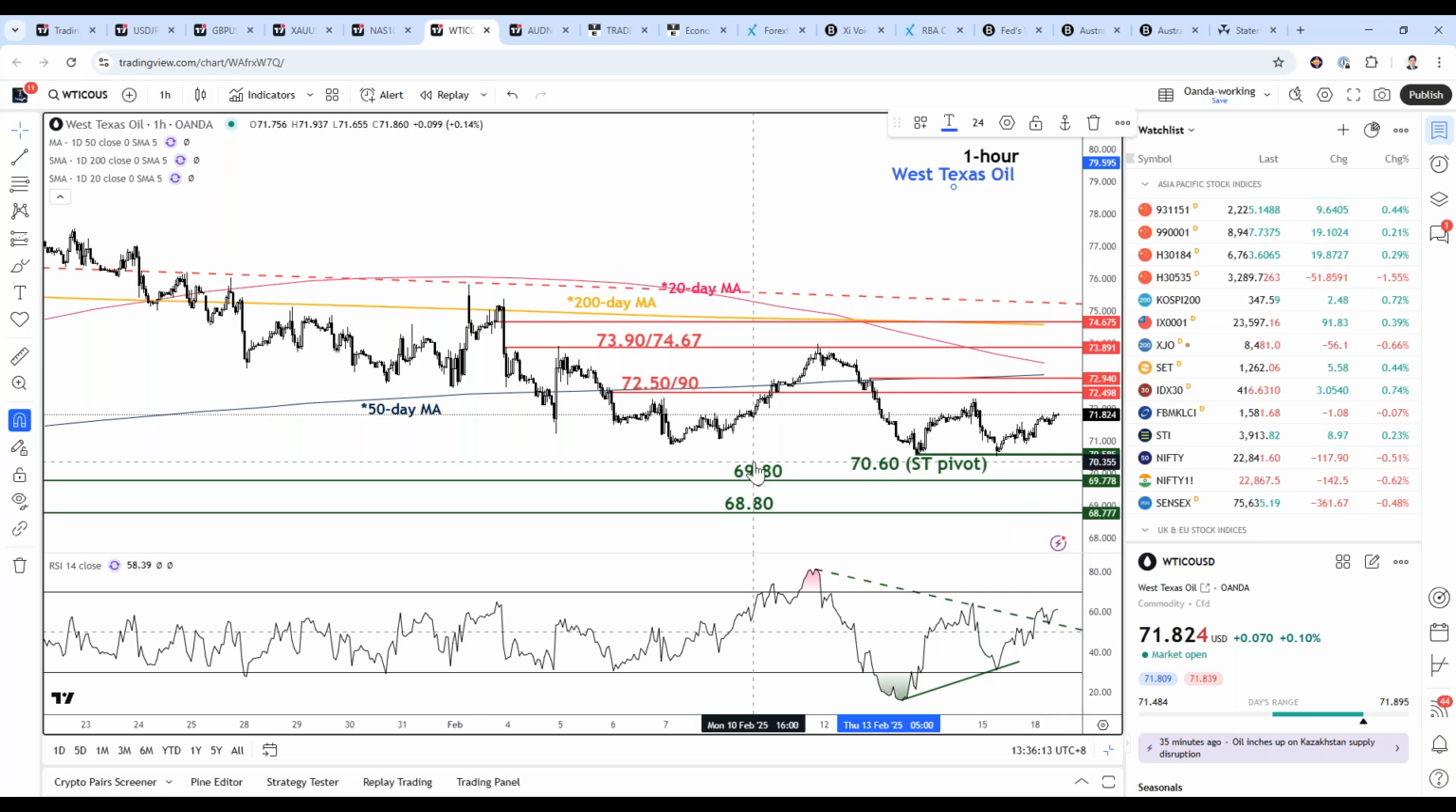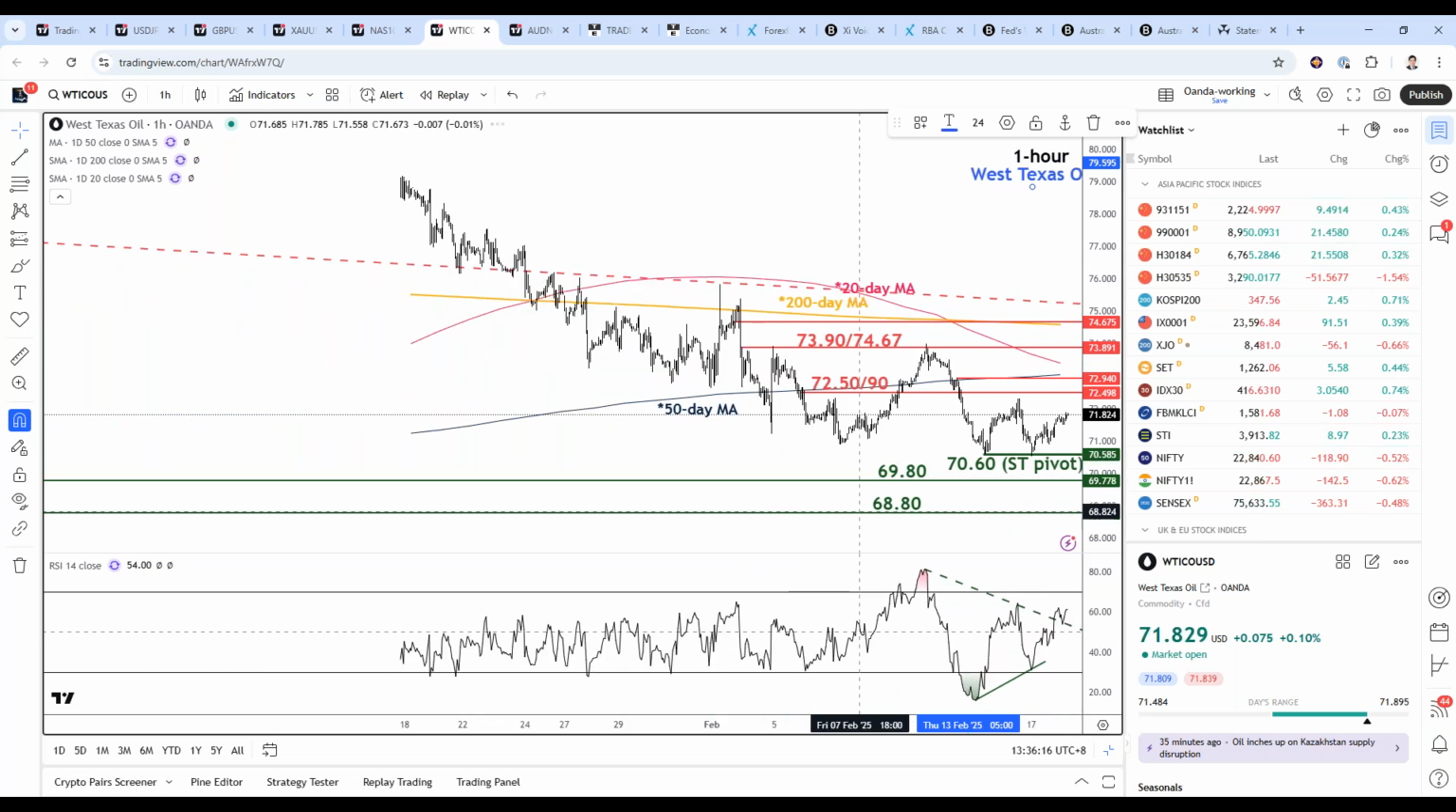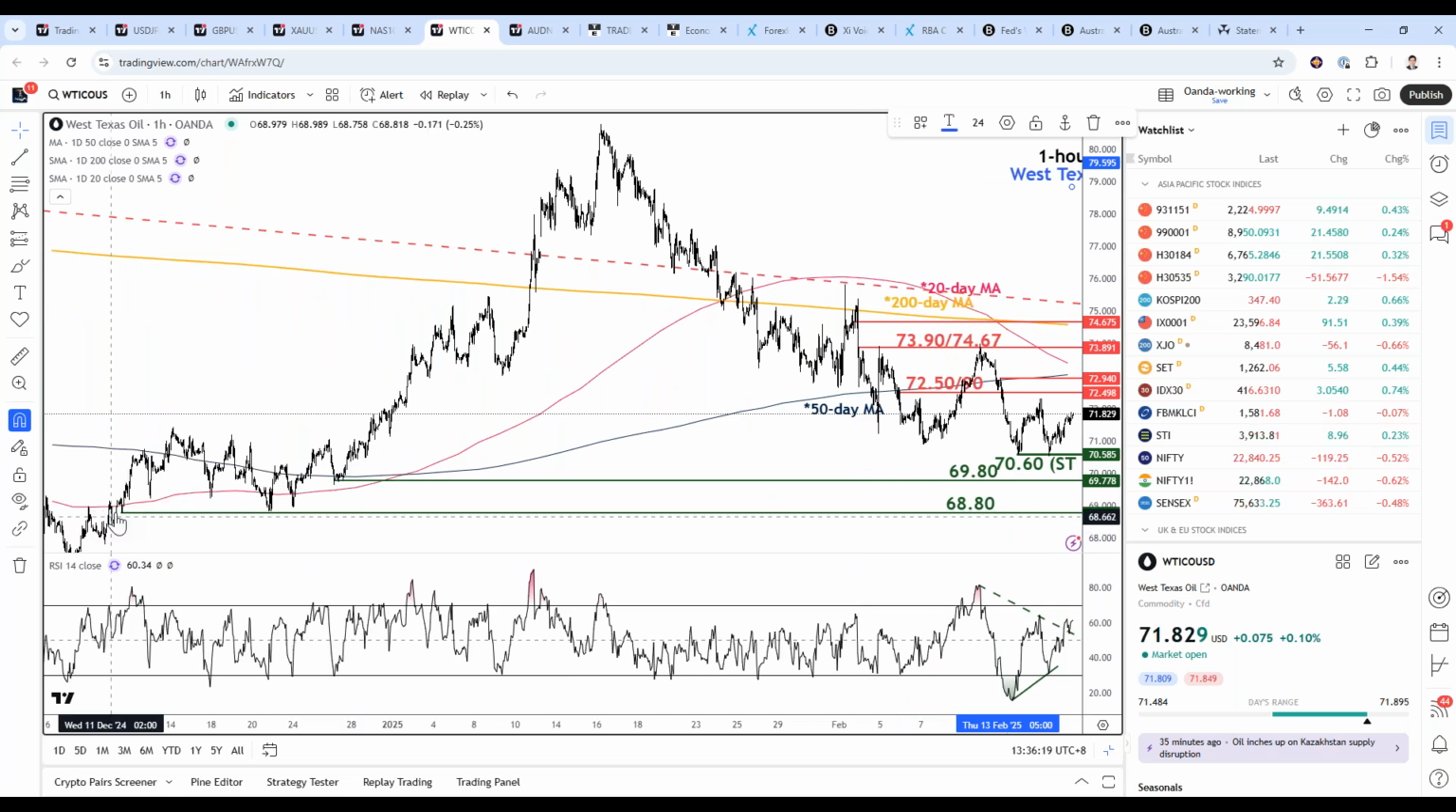In the first step, exposing the next near-term support level at 69.80, followed by 68.80, which is the minor swing low area of 11th of December and 20th of December.